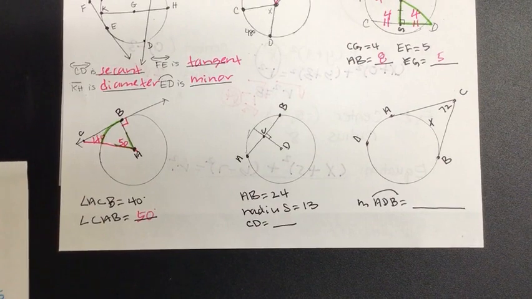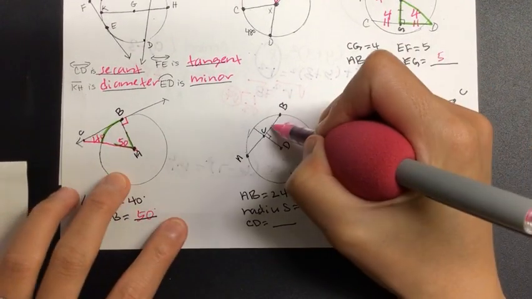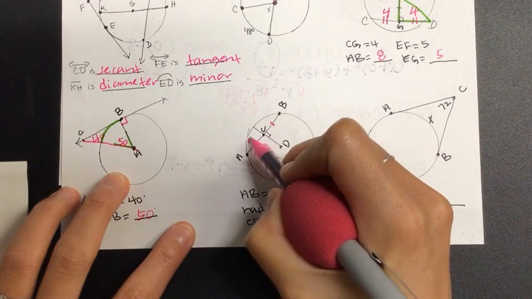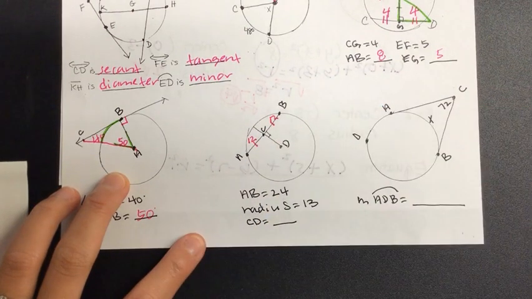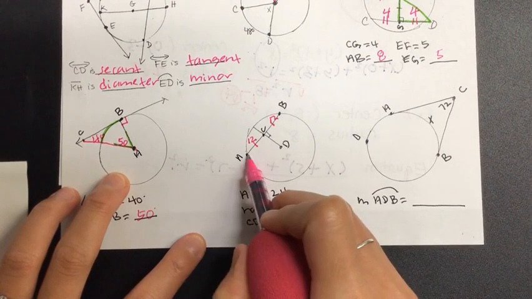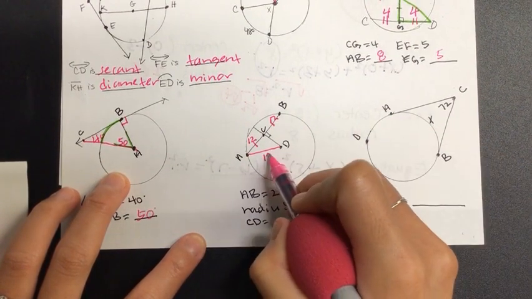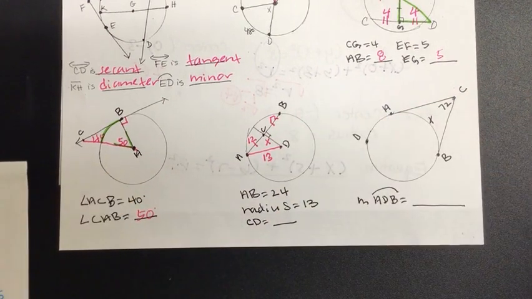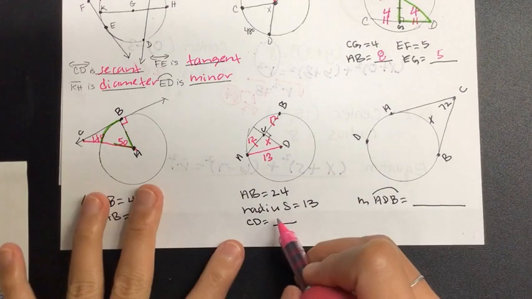So we know AB is 24. Then what can I say about these two individual pieces? 12. Good. And then I have the radius is 13. So let's go and connect one of them. That's my 13. And CD is my X. Can we use Pythagorean? Yes. Or can we also use our triple? 5 it is.